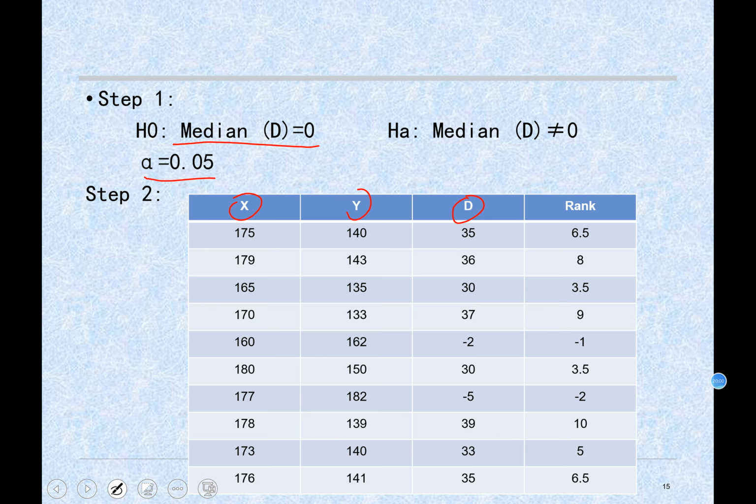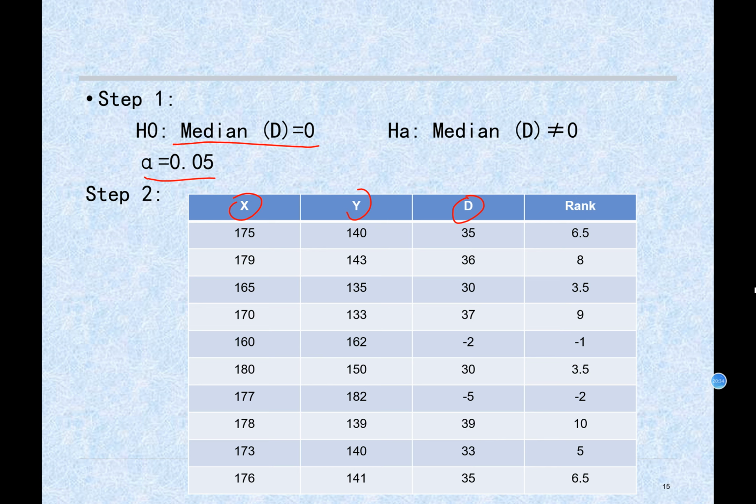Alpha is still 0.05. So we list all the numbers in this table. Okay, the procedure is similar with the former example. Here, we calculate the difference of before and after. And N is the number of non-zero differences. It's the same with the last question.